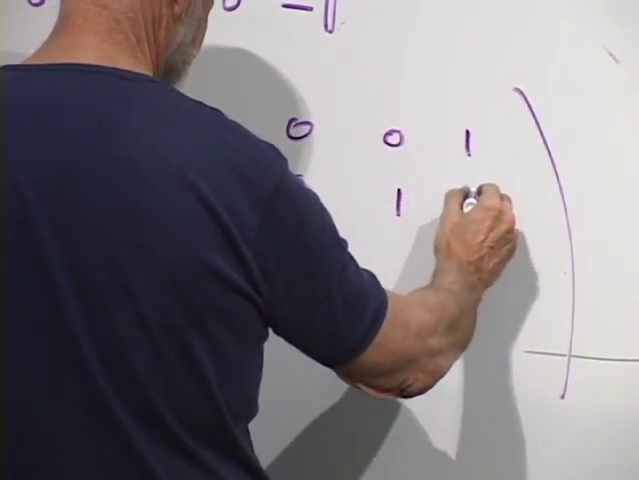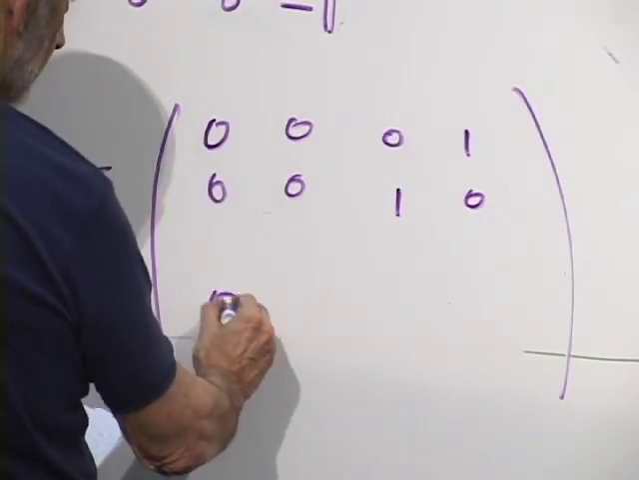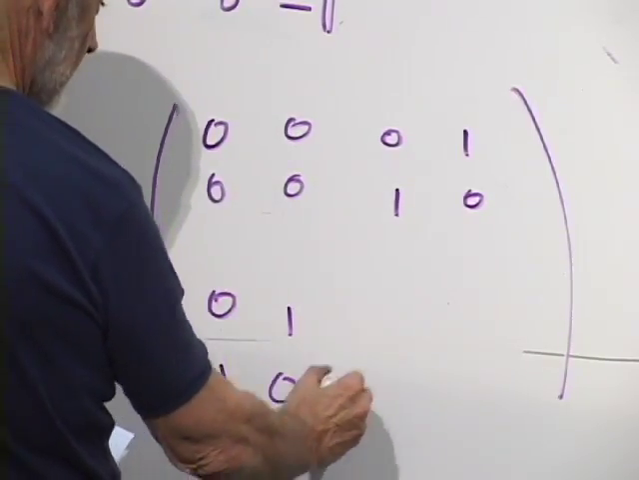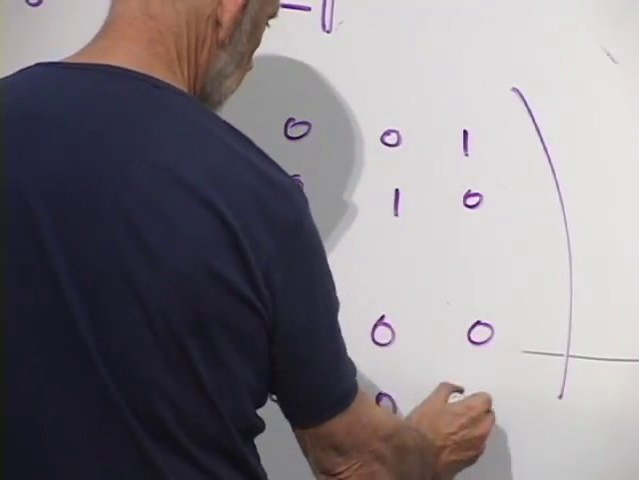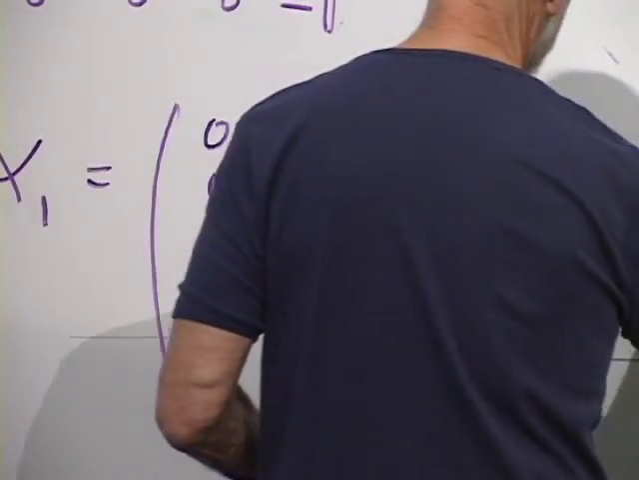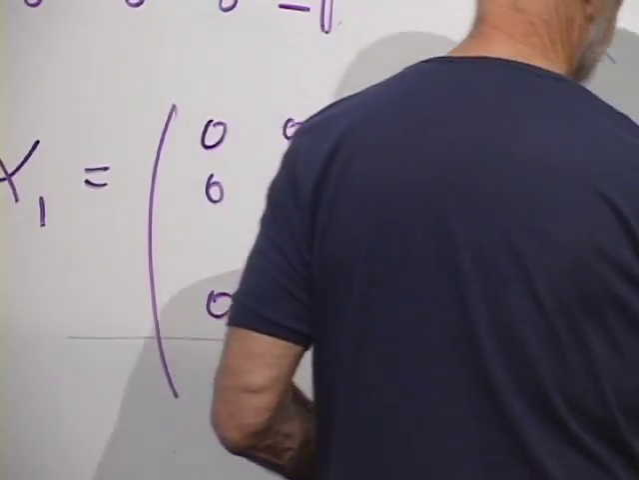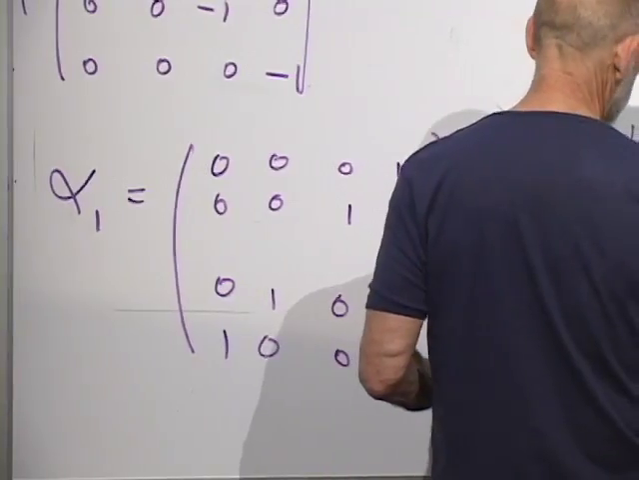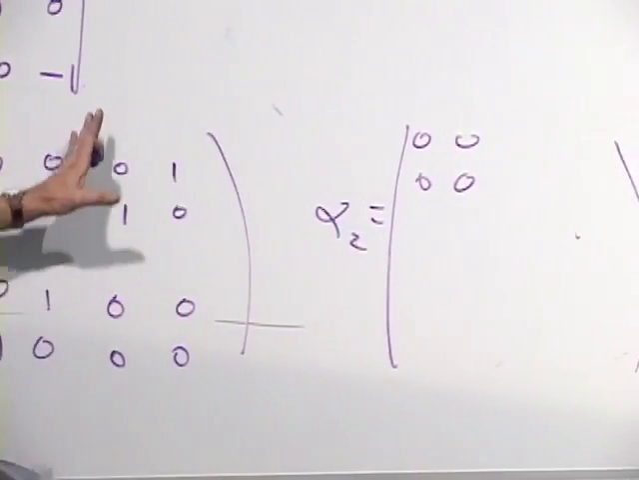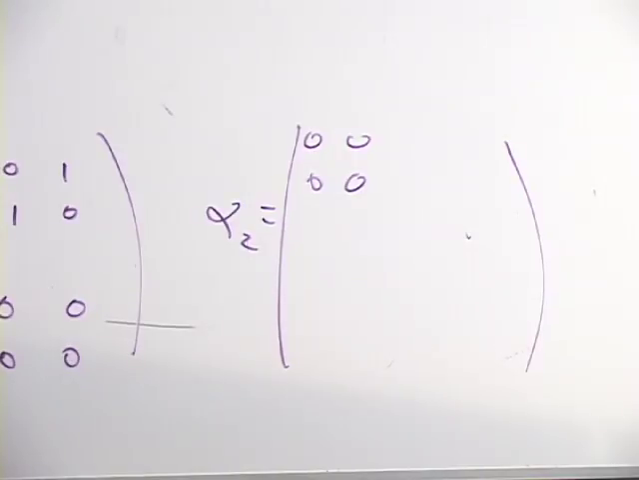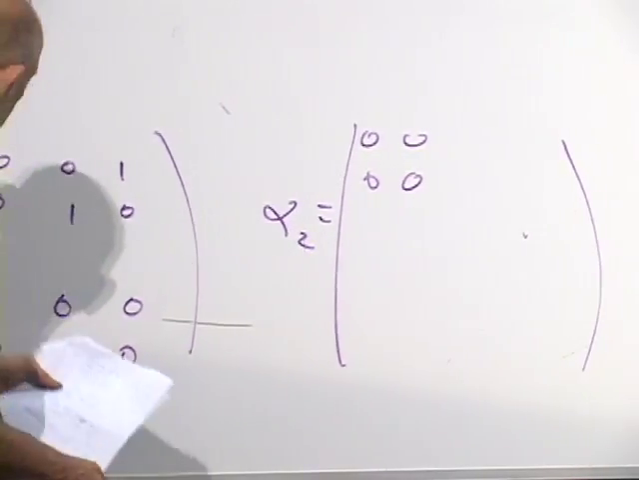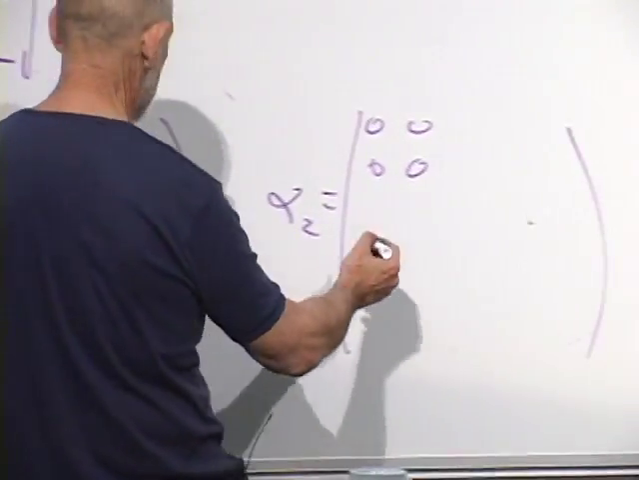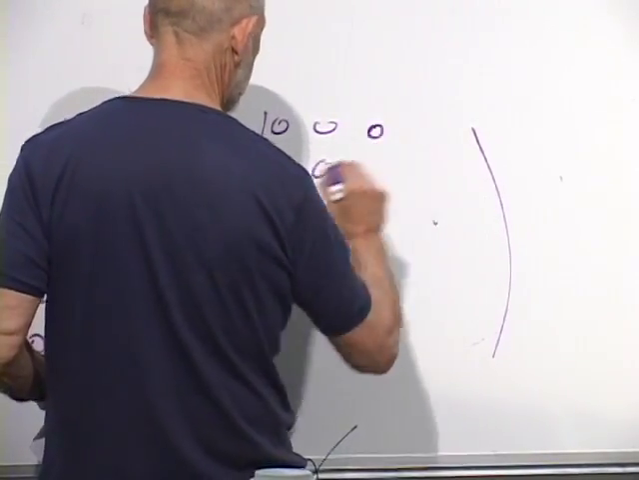0, 1, 1, 0. 0, 1, 1, 0. 0, 0, 0, 0. Alpha 2 equals 0, 0, 0, 0. Now I could start saving myself work by just dividing these things into 2x2 structures and give each one of these 2x2 matrices a name, but I'll do that next time. Here goes alpha 2. Anybody know what comes next?